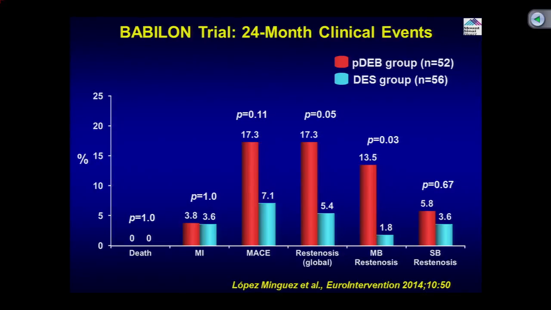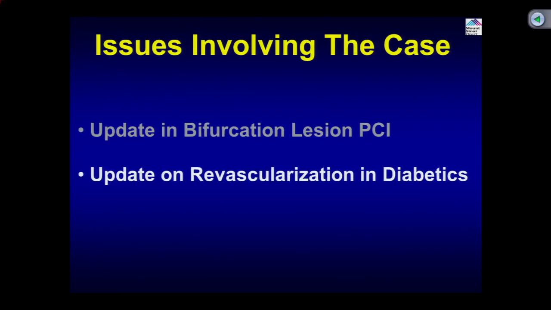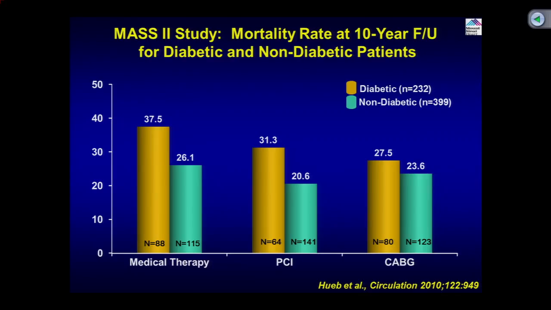So even for the side branch, you can see here clearly that, in my opinion, the drug-eluting balloon may be good for some cases of in-stent restenosis, but it still needs to be proven against DES for the main branch or side branch. The second topic, quickly, is revascularization in diabetics.